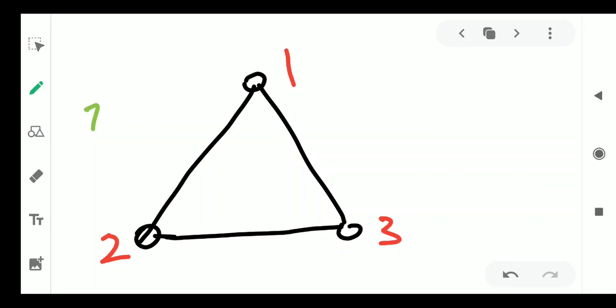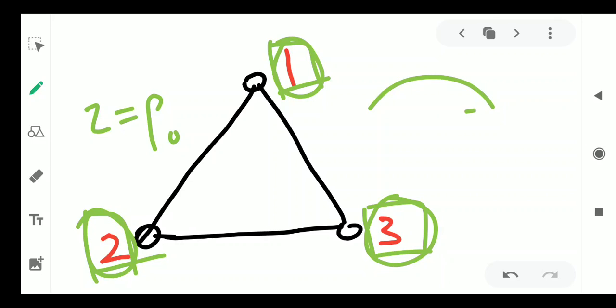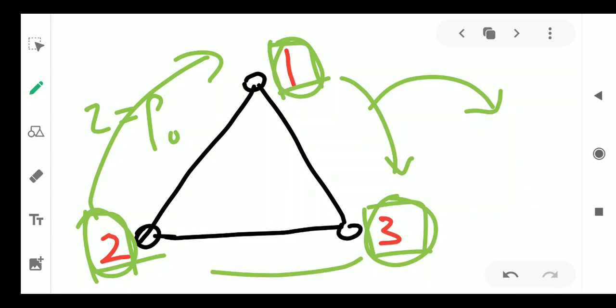I means rho naught we have said. This is a triangle with the vertices marked as 1, 2, 3. So we are not rotating it. So this place is filled by 1, this place is by 2, and this place is filled by 3. Suppose it is rotated in the clockwise direction. Then what will happen is this will come here, this will go here, and this will move here. That means we are talking about rho 1.